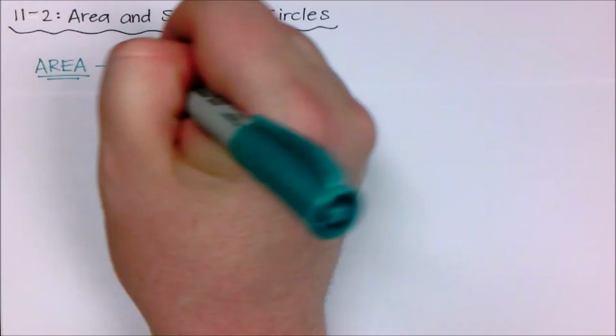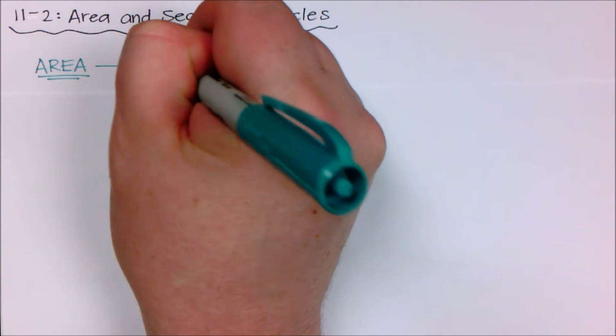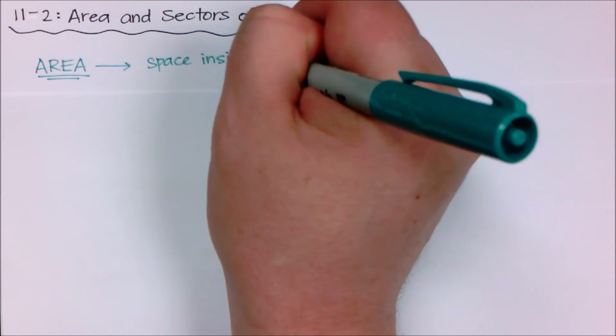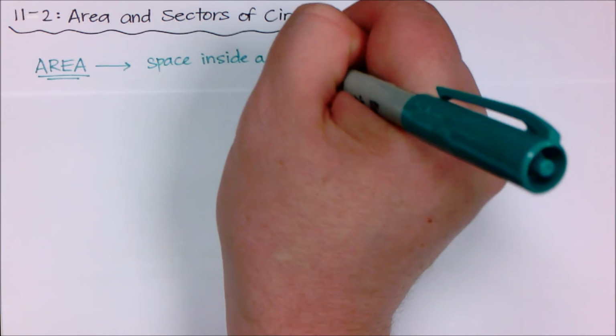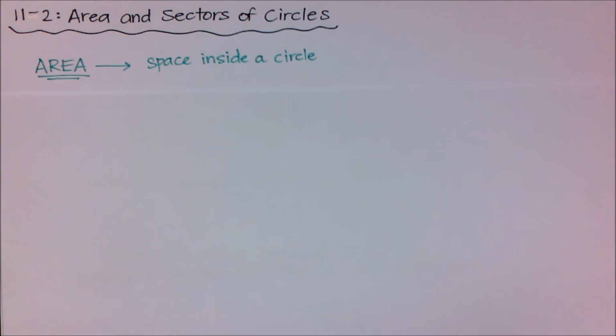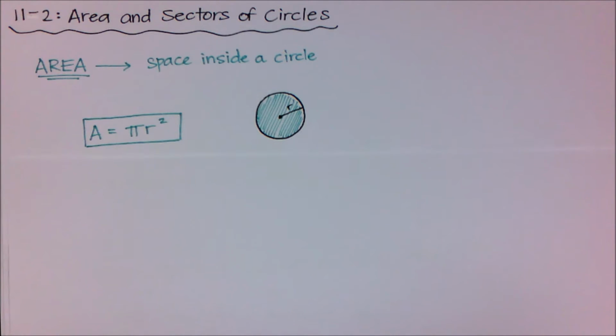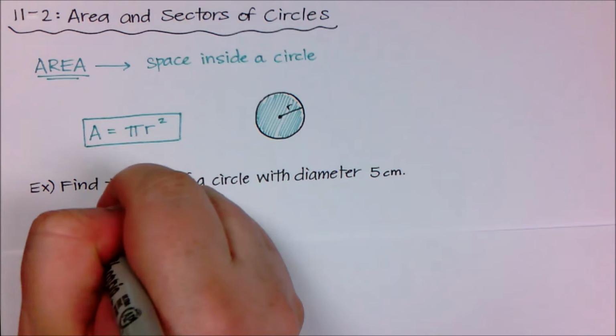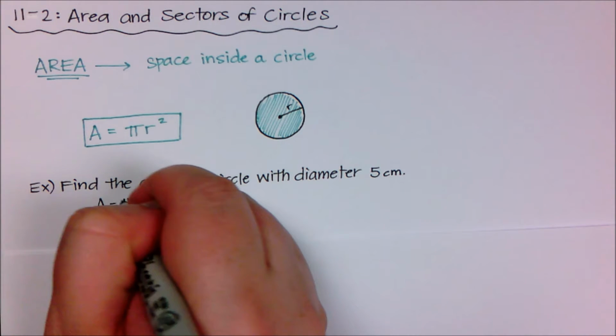So what we're going to write for area is simply to remind us that it is the space inside of a circle. And the formula to calculate the area of a circle is pi times r squared. So my first example is to find the area of a circle with a diameter that is 5 centimeters. So let's write down our formula. Area equals pi r squared.